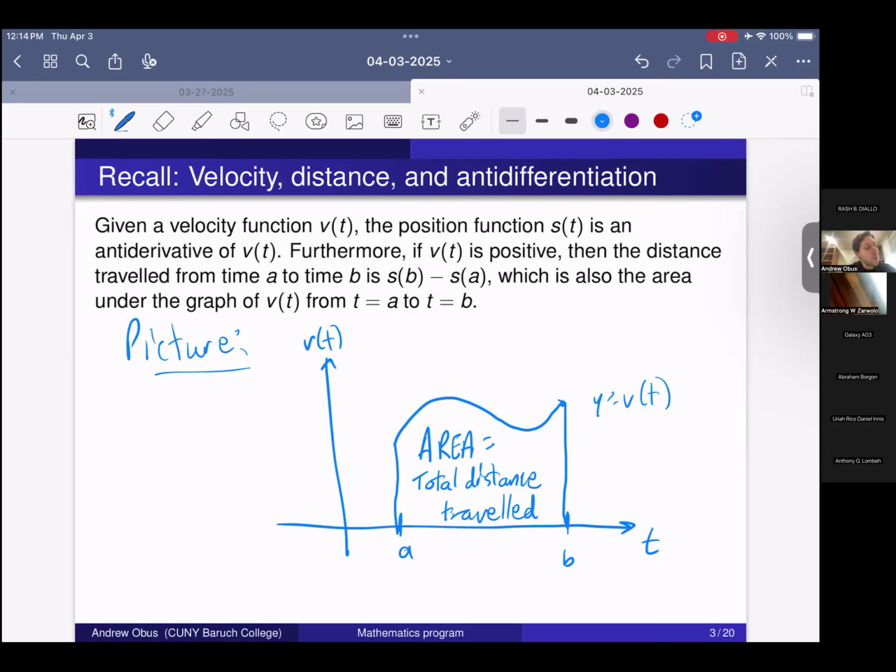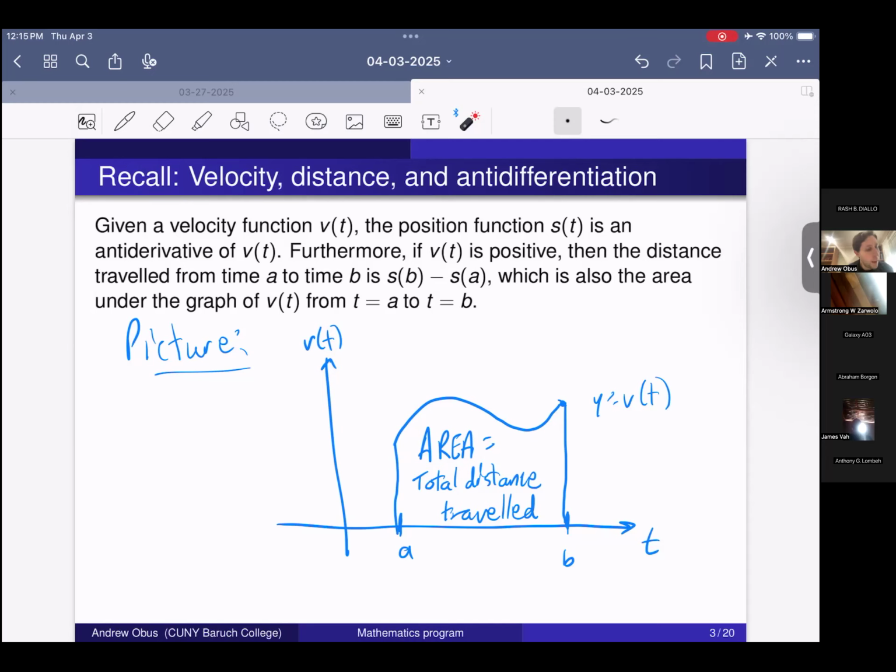Okay, so we saw this in some basic cases where the velocity was constant. This was just saying that distance is equal to rate times time as a rectangle, but actually it works for any velocity function at all. So if you have a velocity graph, then the area under that graph is the total distance that you travel. Okay. And you can't see the function s on this graph, but the reason that this worked is because that area is given by s of b minus s of a.